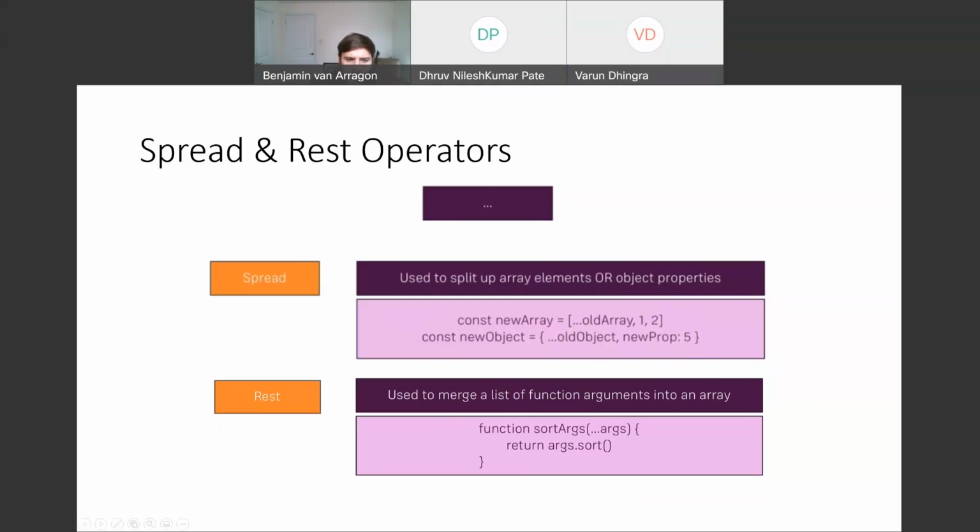The rest operator is used to merge a list of function arguments into an array. That may sound a little confusing, but we use it in a function argument list. In this example, function sortArgs receives 1 argument, and it's actually receiving an unlimited amount of arguments because it has the dot, dot, dot in front of it. You could pass it 1, 2, 3, or however many you want, and then all we're writing is dot, dot, dot args, and they'll be merged into an array.